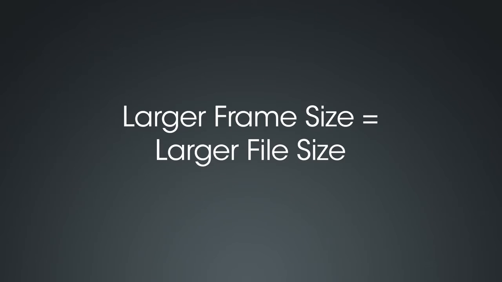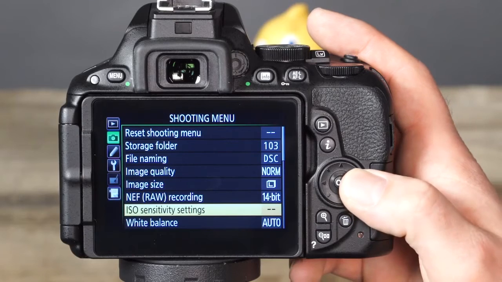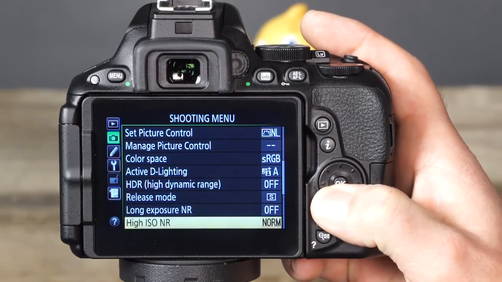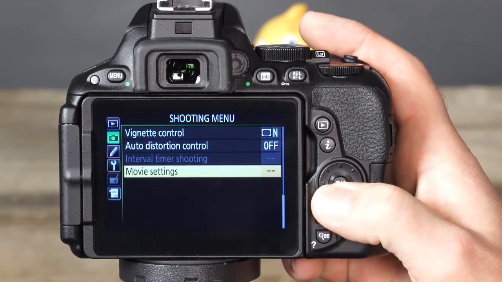The purpose or use of the finished video will help you decide which frame size and quality setting to use. Keep in mind that the higher the resolution, the larger the file sizes will be. The movie recording options, including frame size and quality, are available in the camera's shooting menu under Movie Settings.